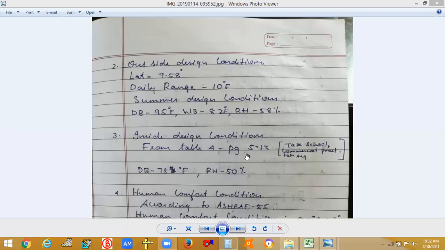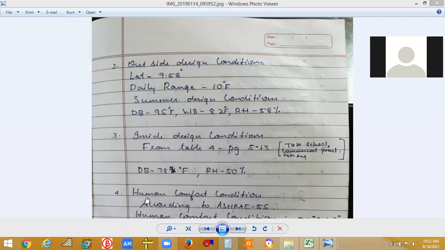Inside design condition means first we have to take the application that we are using. Here we have taken lecture classroom, right? In that table, the recommended inside design conditions for summer and winter are given, and from that tabular column we will choose the third point. The type of application is given, like apartments, bank, school, hotel, offices. In one column applications are given, and in the second column the dry bulb temperature, relative humidity and other values are given.